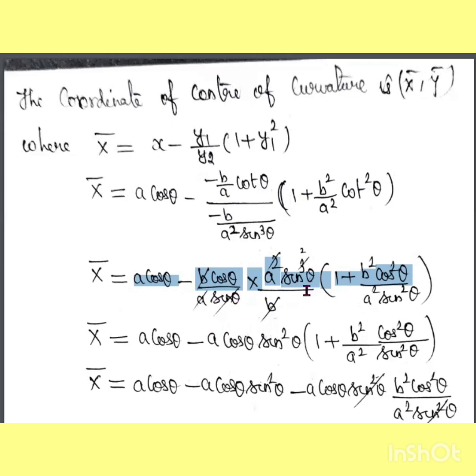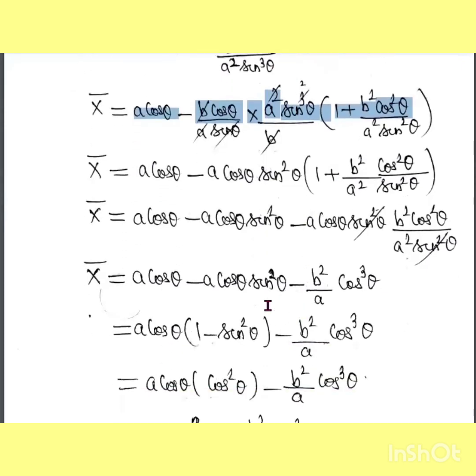So a cos theta, sin square theta. So x bar is equal to a cos theta minus a cos theta sin square theta into 1 plus b square by a square cos square theta divided by sin square theta. Multiplying, x bar is equal to a cos theta minus a cos theta sin square theta into 1, minus a cos theta sin square theta into b square cos square theta divided by a square sin square theta. So sin square theta divided by sin square theta cancels.